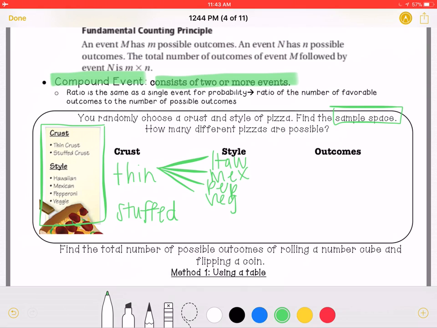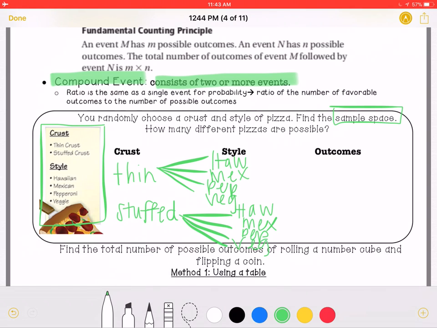And then the same, you would go to the other side of the crust. So there's a stuffed crust, but the stuffed crust can also be these 4 options. It can be Hawaiian, Mexican, pepperoni, or veggie.